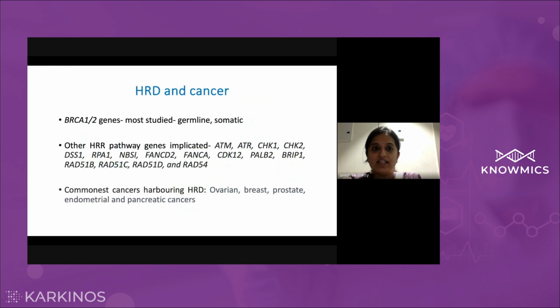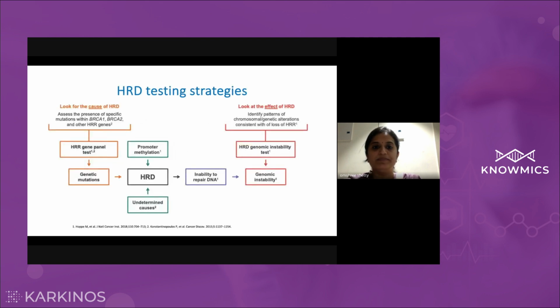So what are the genes involved? Like I already mentioned, BRCA1 and 2 genes are the most studied. They are found in both germline and somatic settings. Other genes of the HRR pathway, like we saw in the first slide, apart from PALB2 and RAD51B, RAD51C, add up to close to 24 genes. And what are the entities which would harbor HRD? Common cancers are mostly ovarian, breast, prostate, endometrial, and pancreatic cancer. Next, please. So, what are the testing strategies?